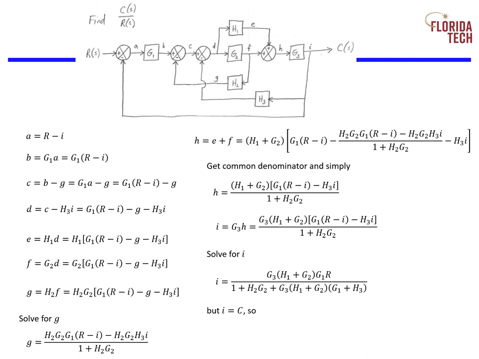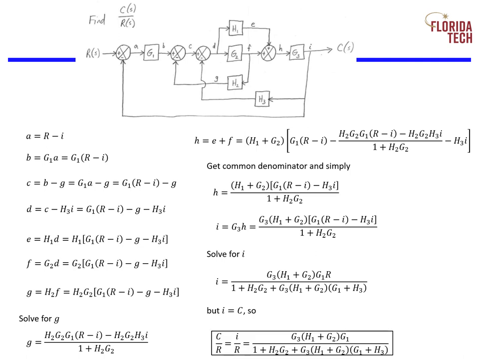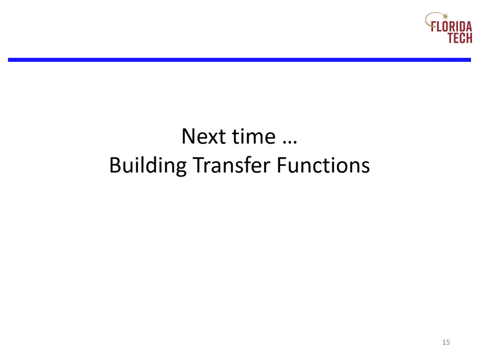But remember what the big picture is. We're looking for big C over big R. And we know now from the block diagram that little I is the same as big C. So big C over big R is nothing more than little I over big R. And that right there in the closed box is the closed loop transfer function. In the next module, we'll demonstrate how to build transfer functions in MATLAB.